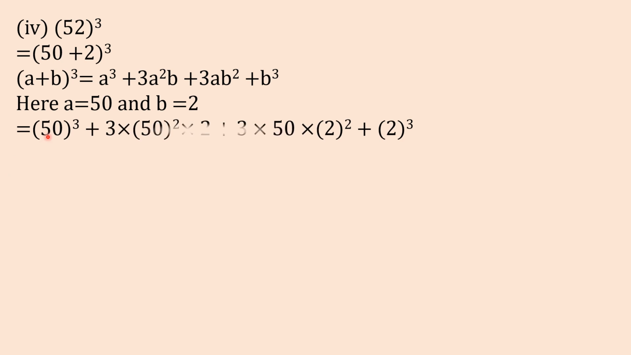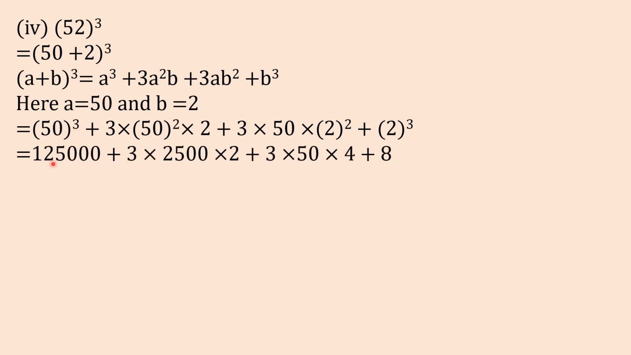So it will become, students, (50) the whole cube plus 3 into (50) the whole square into 2 plus 3 into 50 into (2) the whole square plus (2) the whole cube. Now let's find out the values of it. So 50 the whole cube will become 125,000 plus 3 into 50 square. 50 square will become 2500 into 2. Now plus 3 into 50 into 2 square will become 4, plus 2 cube will become 8.